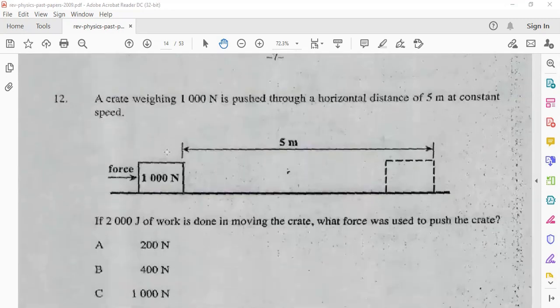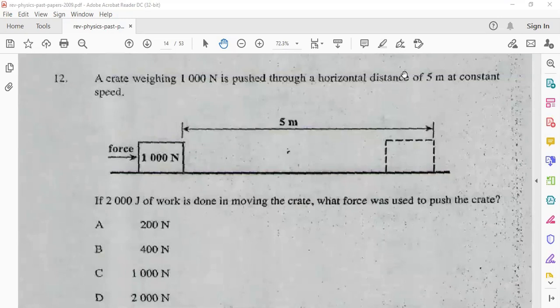Number 12. A crate weighing 1,000 newtons is pushed through a horizontal distance of 5 meters at a constant speed. If 2,000 joules of work is done in moving the crate, what force was used to push the crate? All right, so we want to find a relationship between force, distance, and work.